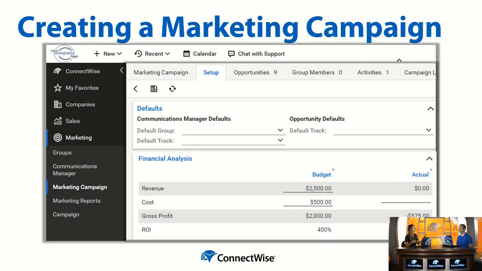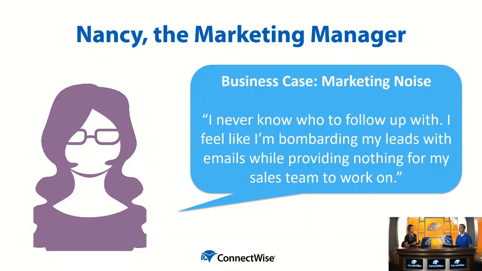Now you notice that based on the revenue and cost that I want from this effort, I have a gross profit and ROI already projected. Now this is just my budget, this is what I'm going for, and you'll notice on the other side, the actual side, it's pretty blank right now. Well, this is because the actual side of the revenue, I can't fill in manually. That's actually going to flow from won opportunities associated with this campaign. So that field will be filled out for me as I start winning these opportunities.